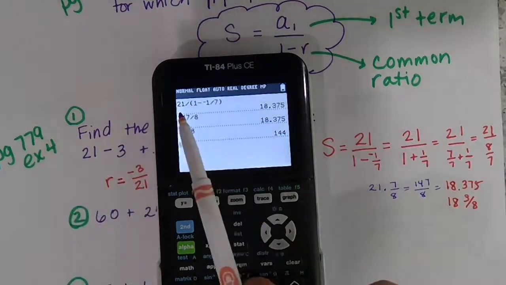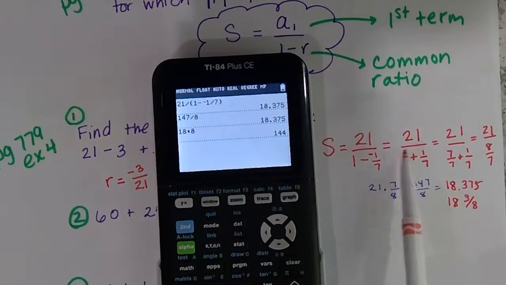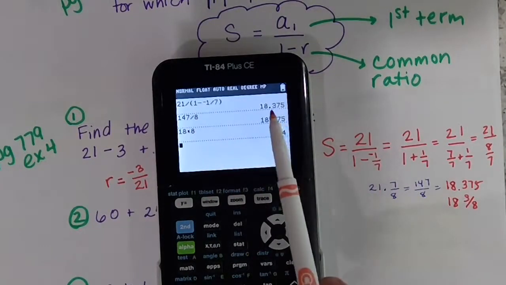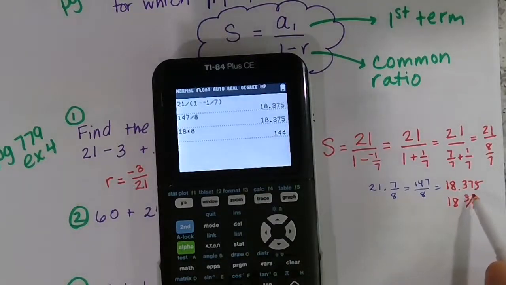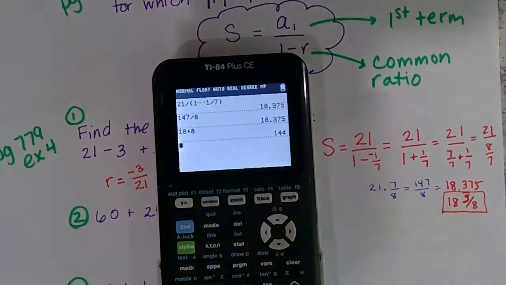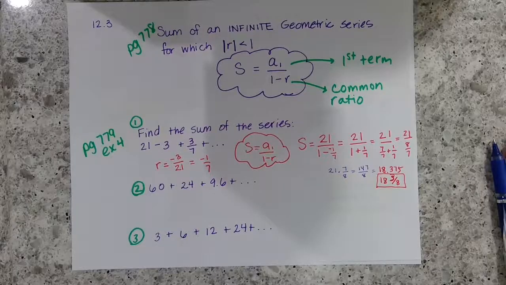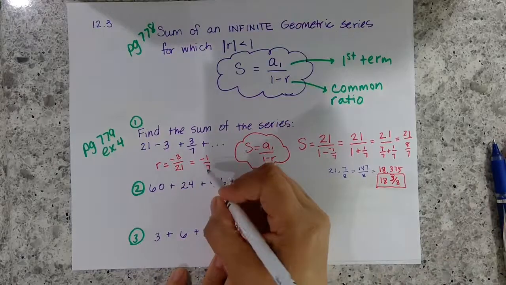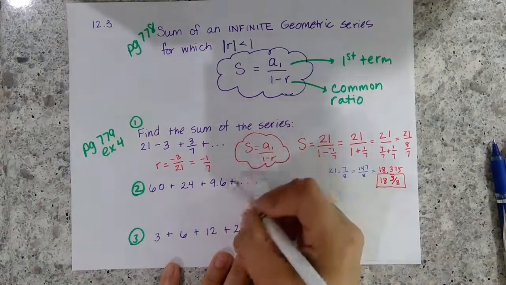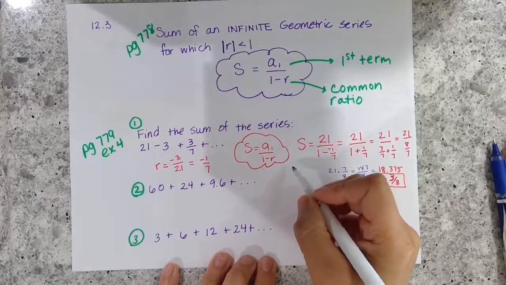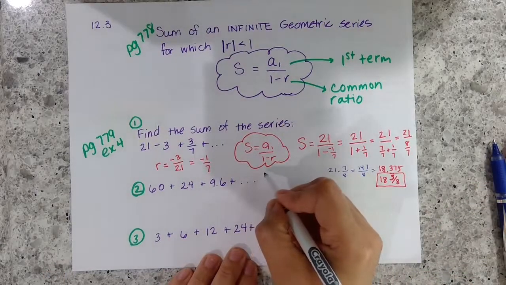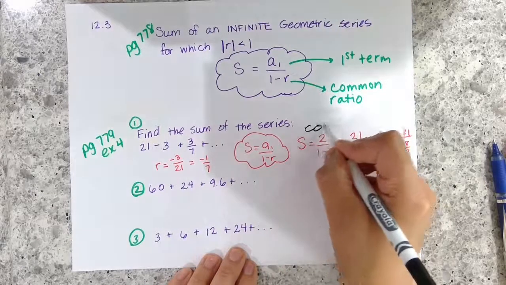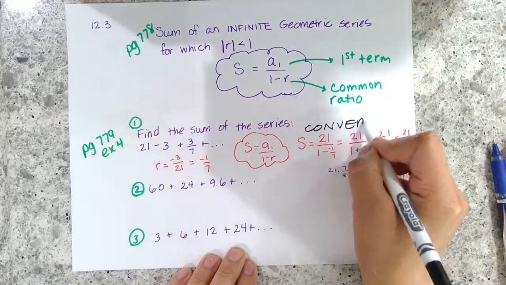Now, if you just plugged it all in at the beginning, 21 divided by 1 minus negative 1/7, it just saves you all that work. Okay, so that's your answer. All right, next problem. Oh, and one last thing. In this case, because your R value is less than 1, this sequence is considered convergent or divergent? Convergent, that it actually approaches a number. So this sequence is convergent.